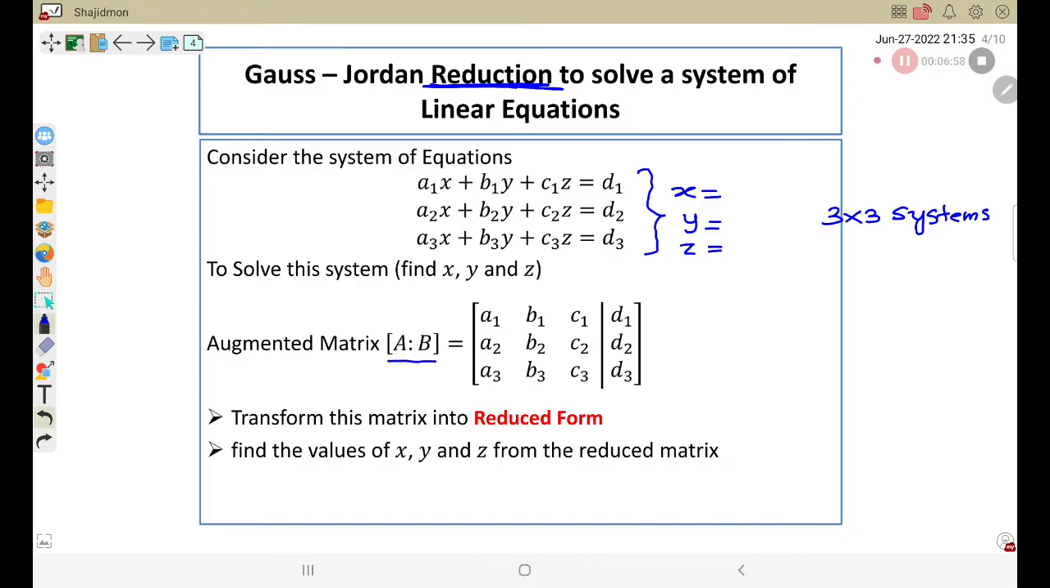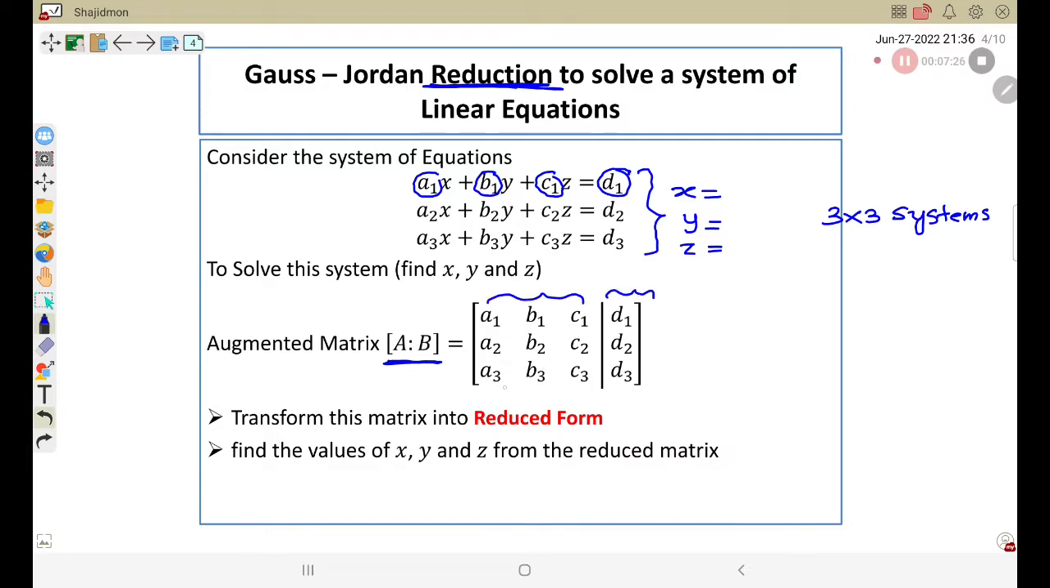First write the augmented matrix, the AB matrix. You know how to write it. From each equation, the numbers behind x, y, z are a1, b1, c1, and the right side number is d1. Matrix A means the coefficient numbers, and capital B means the right side numbers. We put a line in between to identify the A matrix and the B matrix. This part is the A matrix, this part is the B matrix.